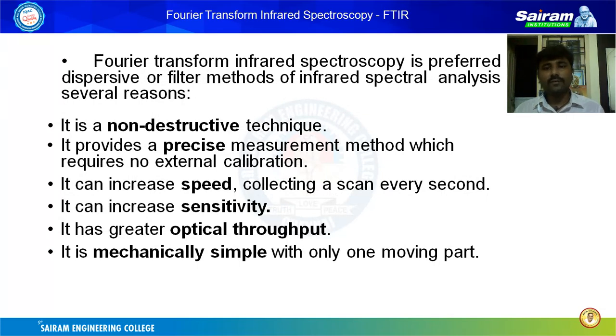Fourier transform infrared spectroscopy is preferred over dispersive or filter methods of infrared spectral analysis for several reasons. Some of them are: it is a non-destructive technique. It provides a precise measurement method which requires no external calibration. It can increase the speed and the sensitivity. It has greater optical throughput. It is mechanically simple with only one moving part.